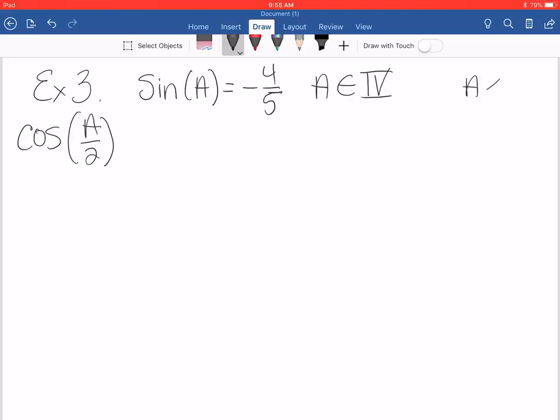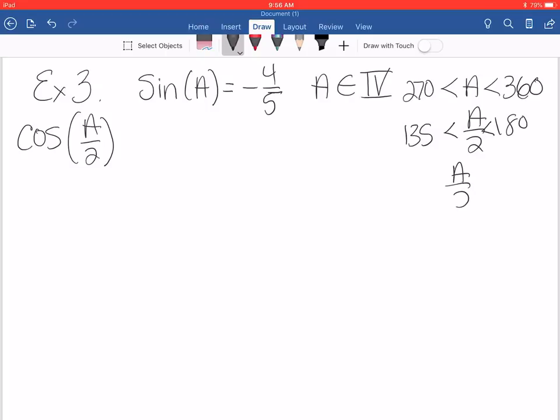Well, if angle A is in the fourth quadrant, we know that angle A is between 270 degrees and 360 degrees. And when we divide that by 2, I get that angle A over 2 is between 135 and 180, which means angle A over 2 is in the second quadrant. And so since we're looking for the cosine of angle A over 2, I know that that's going to be negative because angle A over 2 is in the second quadrant and cosine is negative in the second quadrant.